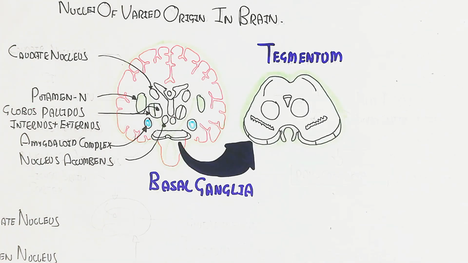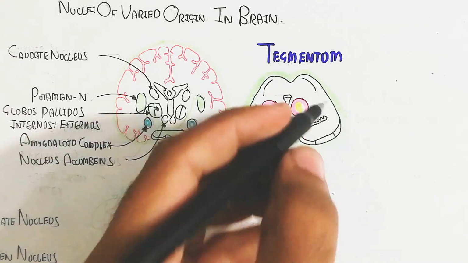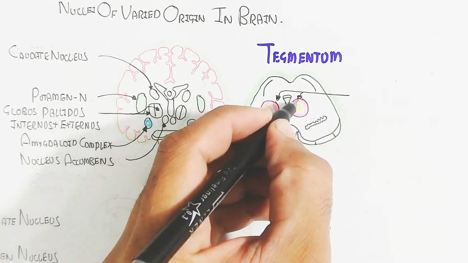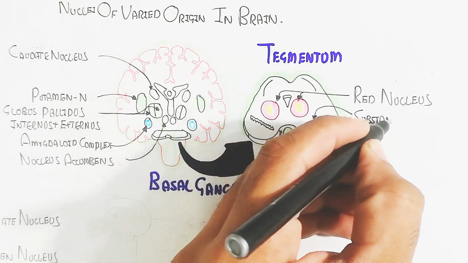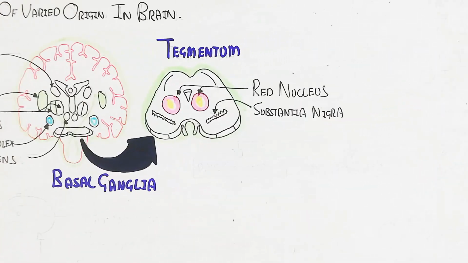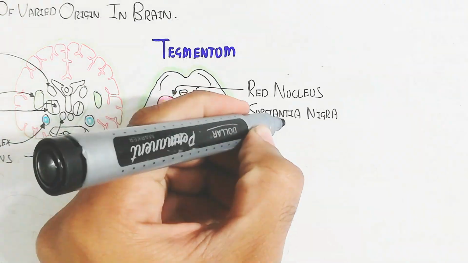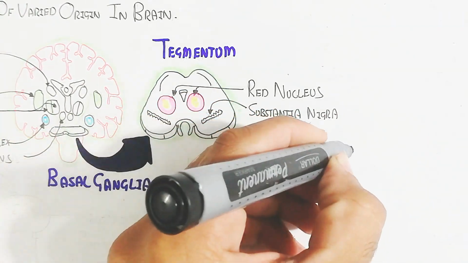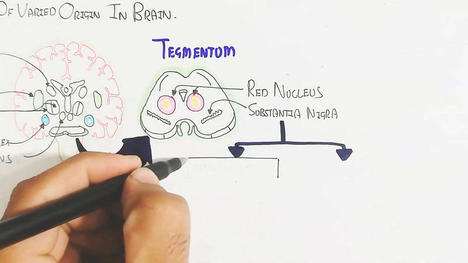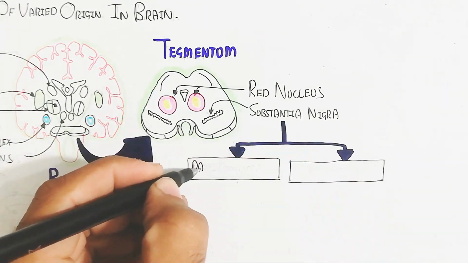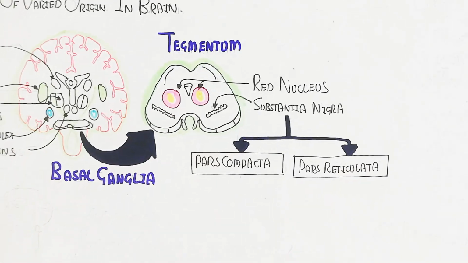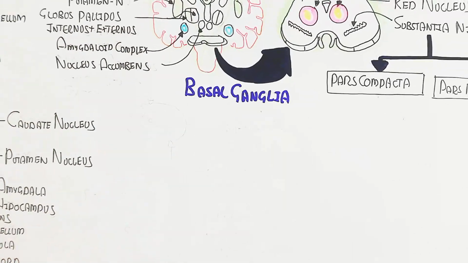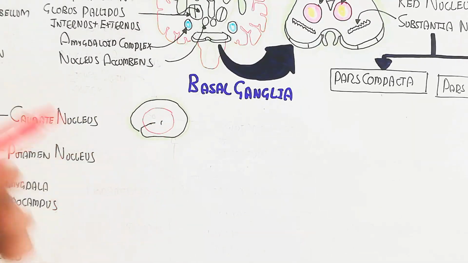Let's understand about the tegmentum present here. This is part of the midbrain, and the red nuclei are present in the form of a pair, and the substantia nigra. Substantia nigra is named due to its black color. Substantia nigra contains pars compacta and pars reticulata. The function of the substantia nigra is basically, every part basically controls motor activity.